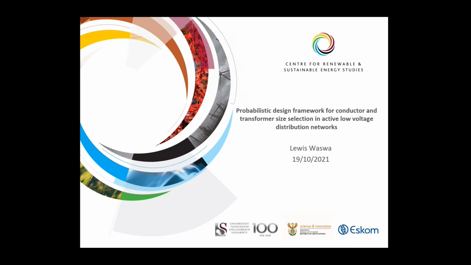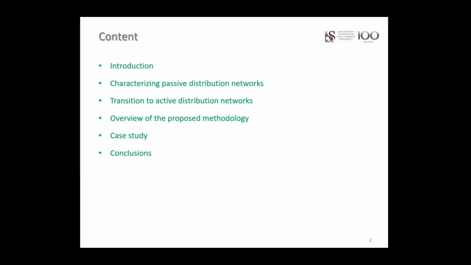Very briefly, I'll just run through these things because I know you know them. This is the content of my presentation. I shall introduce the subject as I know it. Then I shall talk about the characterization of passive distribution networks, then the transition towards active distribution networks and the requirements thereof, as well as the overview of the proposed methodology that we've come up with, or rather which is still ongoing. And I shall demonstrate a case study we've done and then conclude.